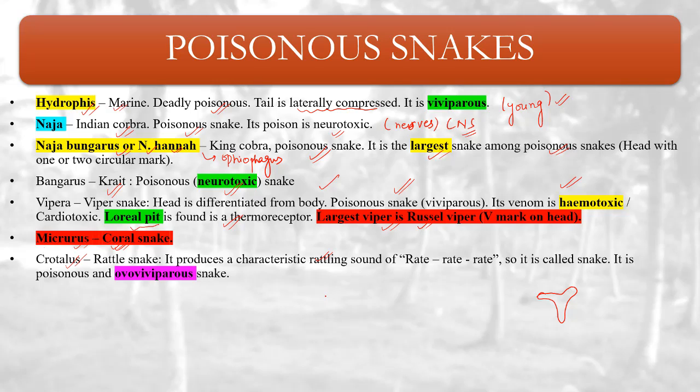So you have to remember the names: Naja, Indian cobra, Naja vulgaris or Naja hannah; king cobra or Ophiophagus hannah, highly poisonous, the largest among poisonous snakes. Then Bungarus, krait, is also poisonous and neurotoxic. Naja vulgaris is also neurotoxic. Then viper, hemotoxic or cardiotoxic, has a loreal pit acting as a thermoreceptor to perceive thermal sensations.